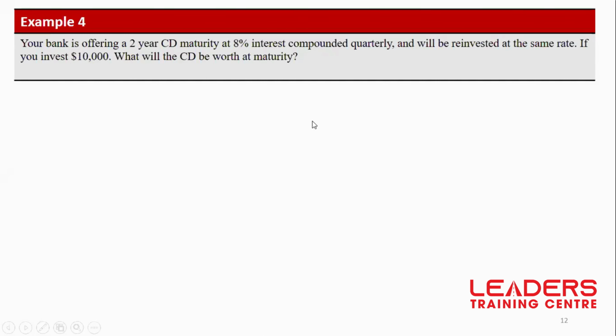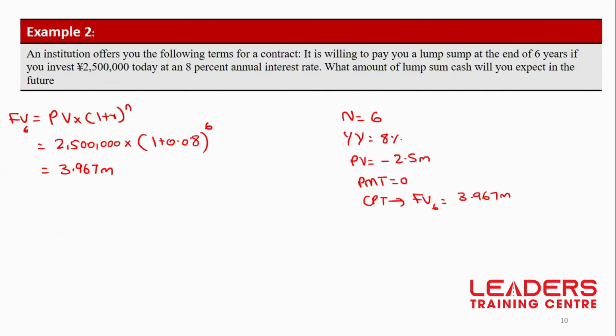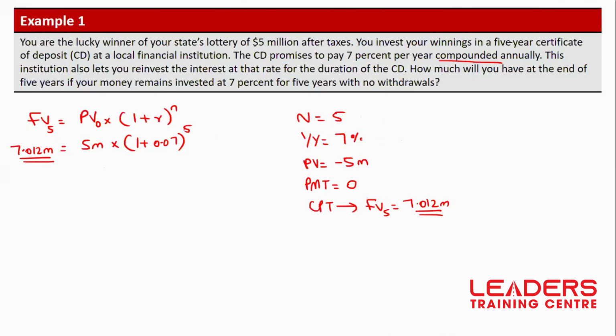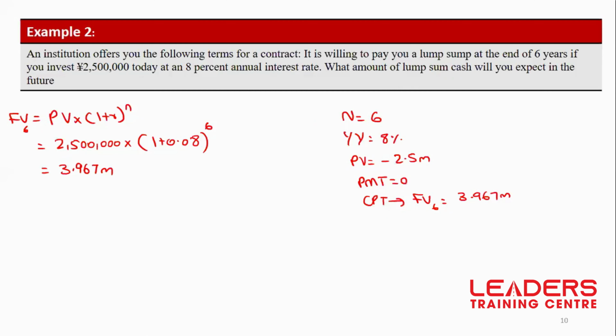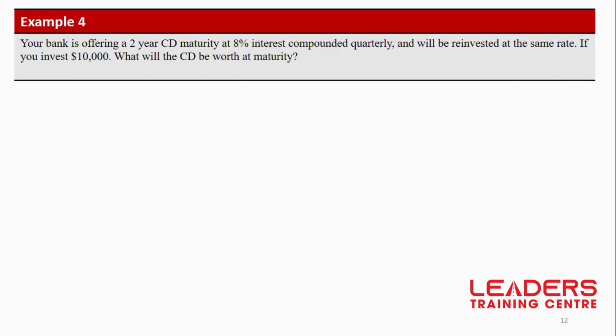All right, whatever we have discussed so far was how to find the future value of a lump sum, which is basically a single investment. So we invested 10 million, we invested 2.5 million, we invested 5 million, and we found the future value of a single investment with annual compounding. We didn't talk about other types of compounding. Now in the following examples, we'll look at different types of compounding, such as semi-annual, quarterly, monthly, daily, weekly, and so on.